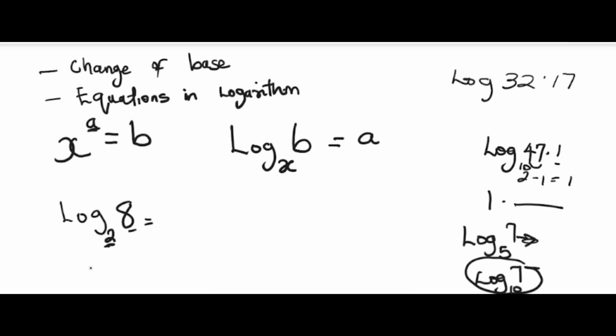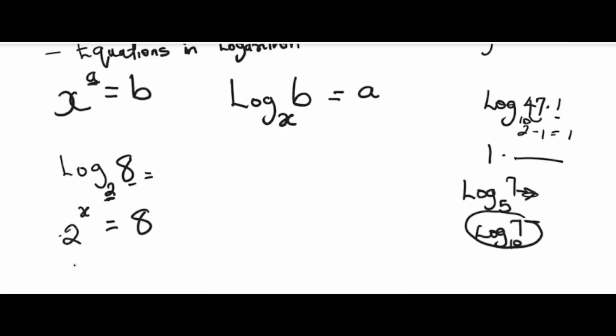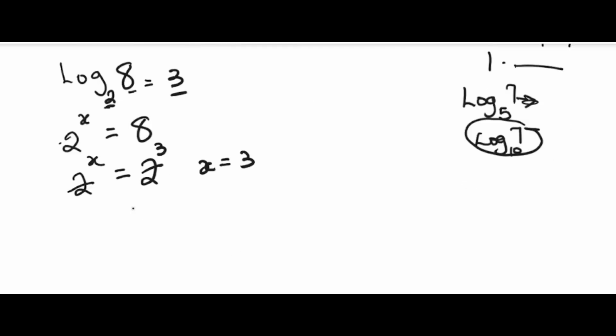So to solve this, I will ask myself, this is my base, to what power will I raise this to get 8? I already know that 8 as a multiple of 2 is 2 to the power of 3. So if the bases cancel out, that x will give me 3. Therefore, the result is 3. What if I have log 8 in base 5? So what do I do?